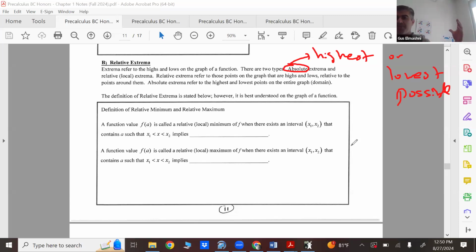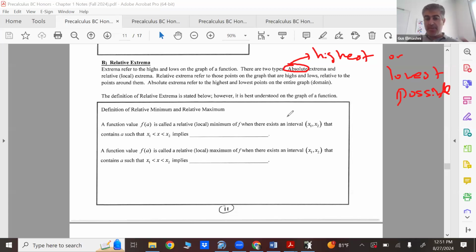Absolute means the highest possible. So relative to the points around it, that's what it means. So hopefully that makes sense why I use the word relative. Sometimes you use the word local, like locally, if you live in Redwood City, okay, what's the highest home price or lowest home price, stuff like that. So the definition of relative min, relative max.